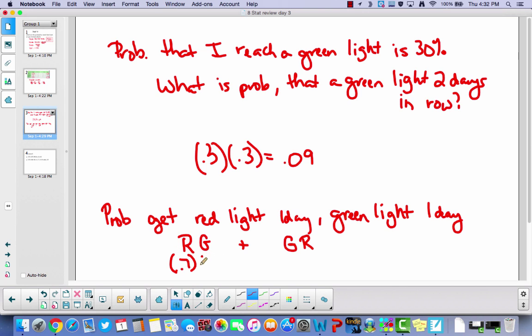What's the probability I get a green light? 0.3. Again, they're independent events. Probability I get a green light on the first day is 0.3. Probability I get a red light on the second day, 0.7. And so I add those. 0.21 plus 0.21 would be 0.42.